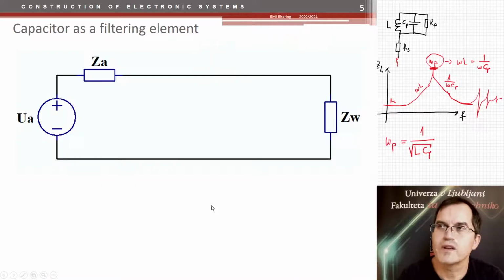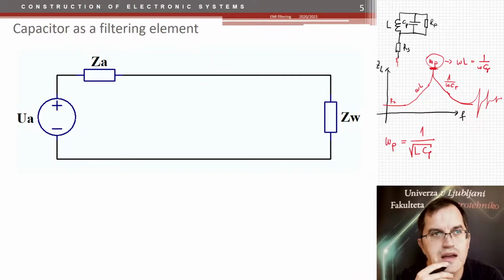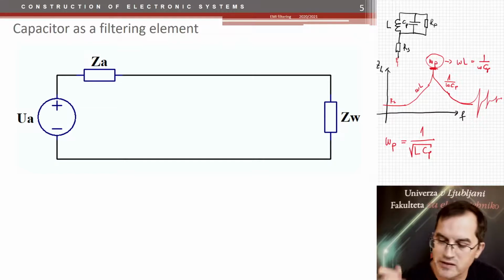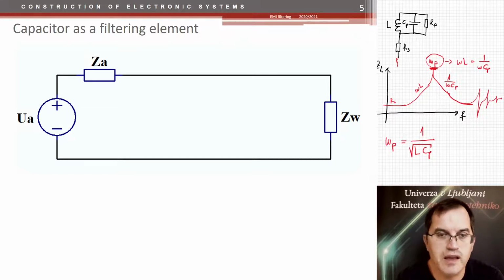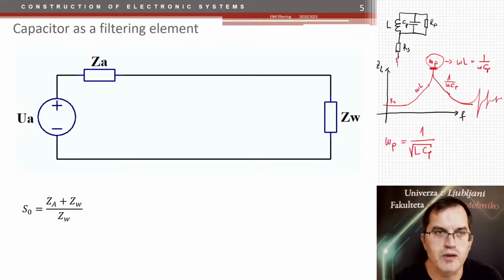Okay, what about a capacitor? We can also use a capacitor as a filtering element by, again, putting it in correct way. So first of all, let's start with the same thing, with the attenuation factor without anything. Again, it is a divider between these two impedances. Now we will add a capacitor.